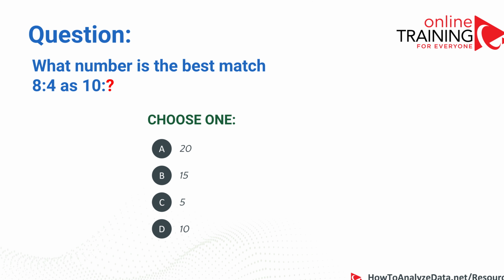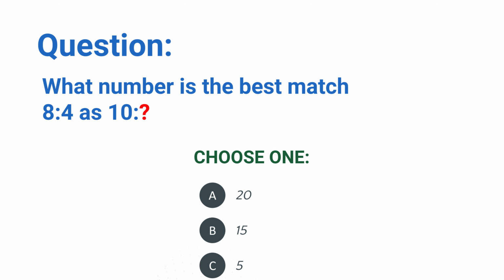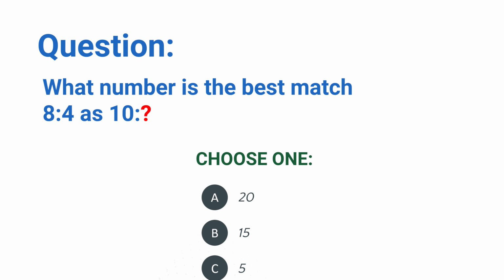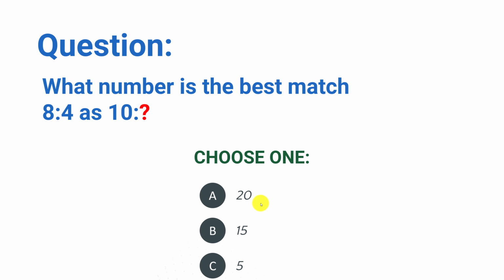So let's look at another tricky question. What number is the best match? We have 8 to 4 would be 10 to question mark. So what do you think is the right one here? Let's look at the answer.